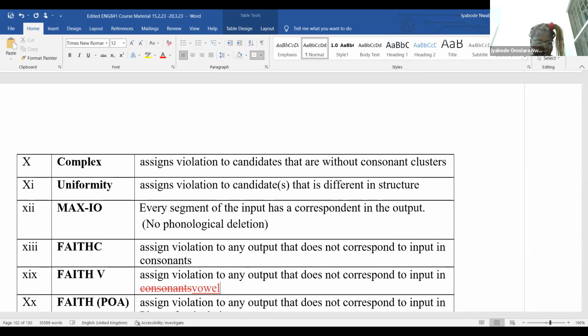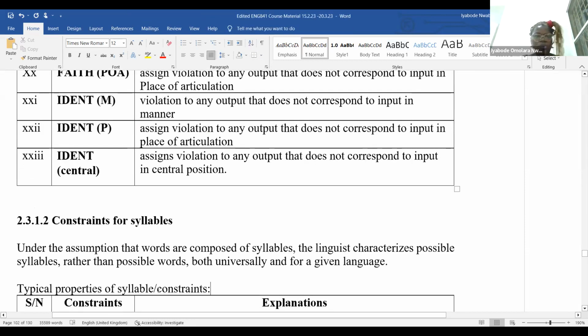Then we have IDENT-POA, a violation to any output that does not correspond to input in place of articulation. Then IDENT-M, a violation to any output that does not correspond to input in manner. Then another assigns a violation to any output that does not correspond to input in place of articulation at the central position. Now the same thing again. So this one's violation is at the central position.